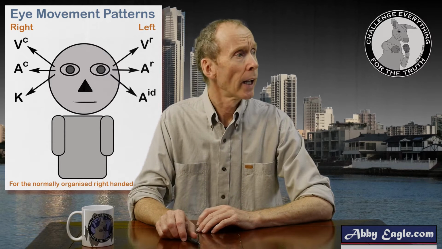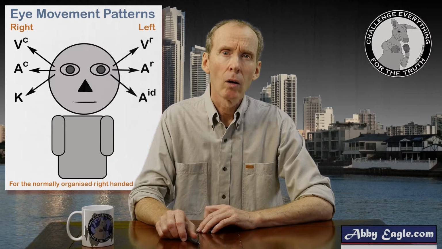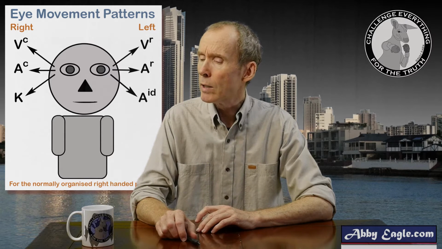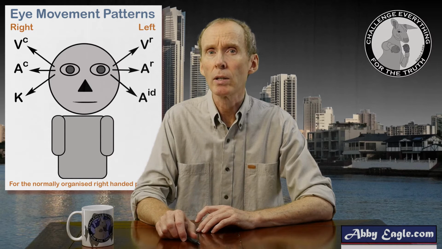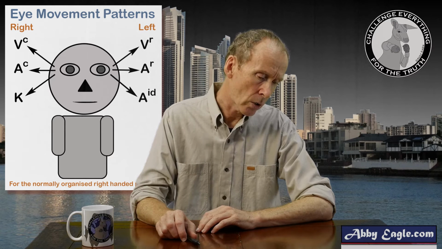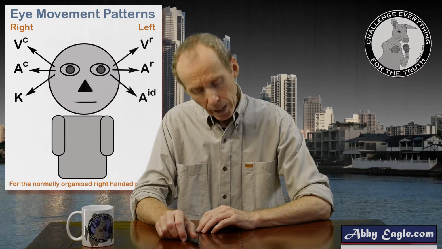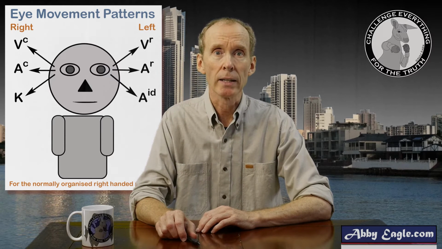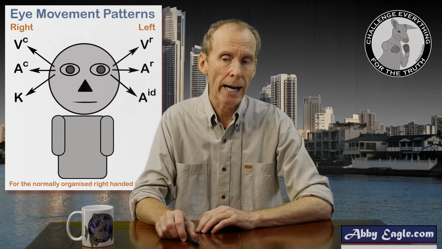They will tend to look to the left to access auditory memory and look to the right to imagine what something might sound like or what a conversation might sound like. And then look down left for internal dialogue and down right to access feelings. I want to feel things out. Just generalizations.